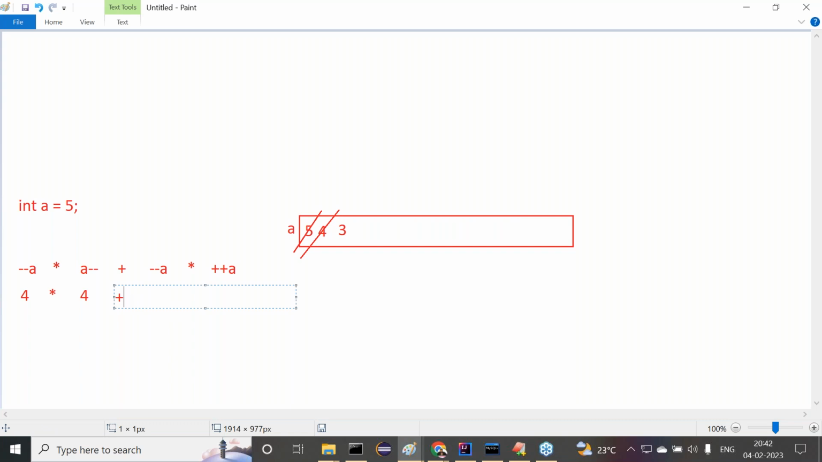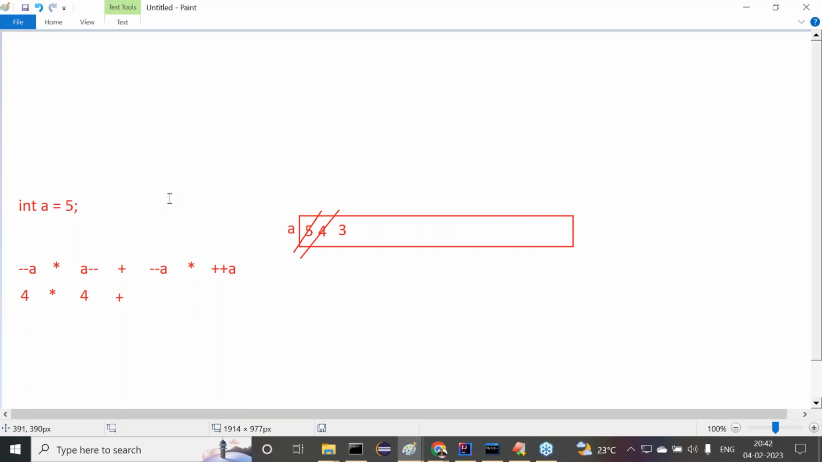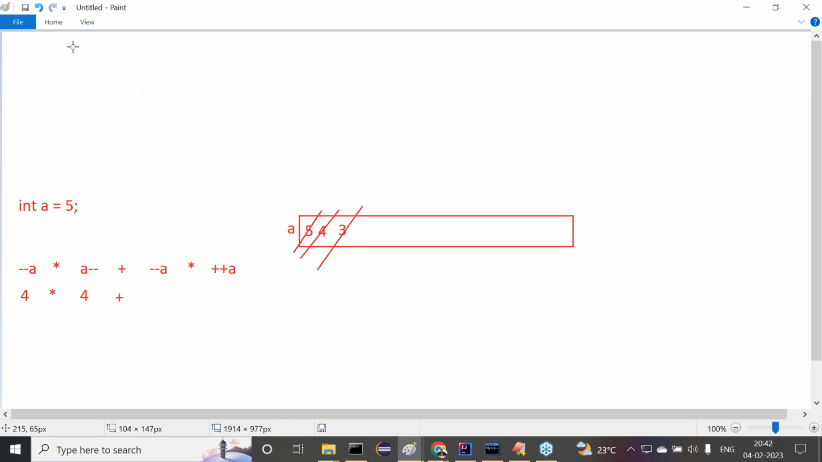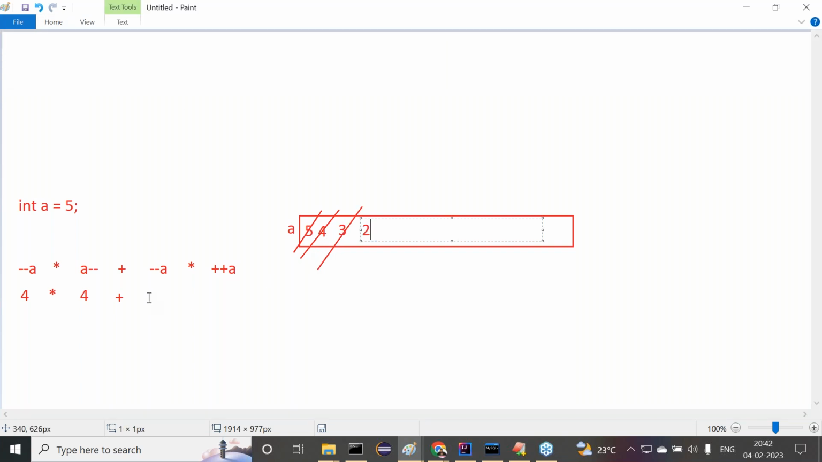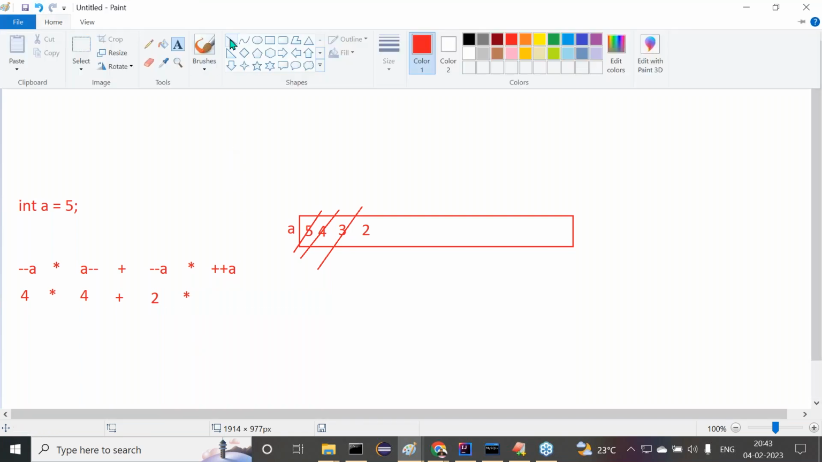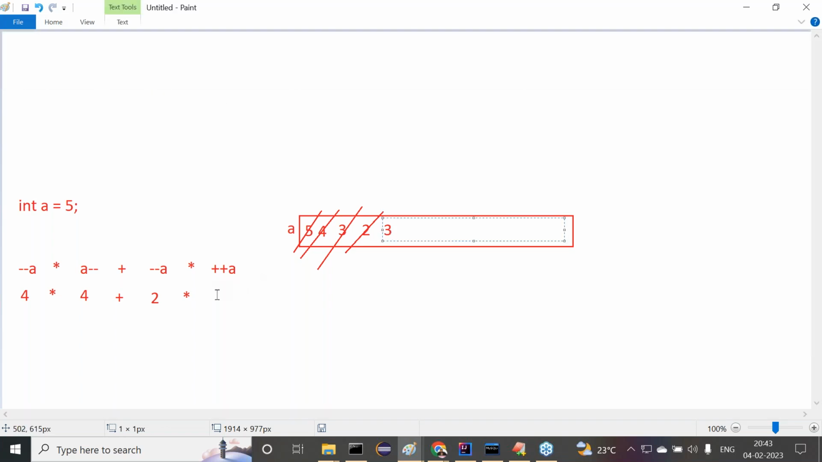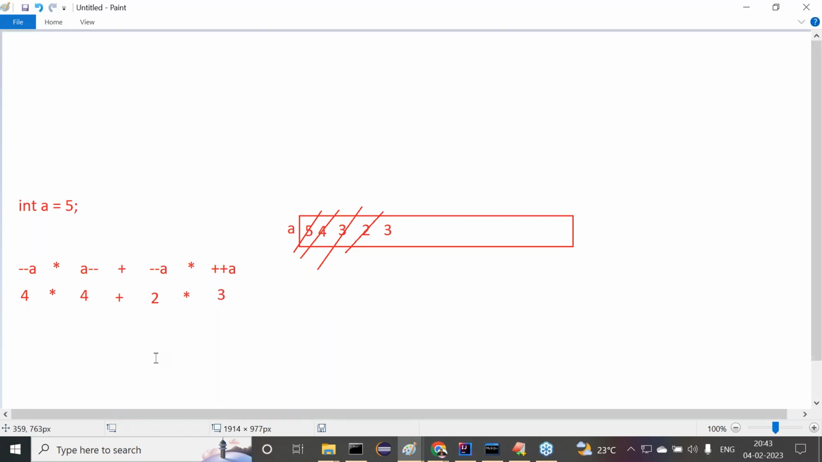Next one is plus minus minus a. This is a pre-decrement. The a value will be decremented by 1. 3 is decremented by 1. What value are we getting here? 2. So 2 will participate in the expression. Then after that, star plus plus a. This is a pre-increment. Now the 2 value is incremented by 1. 2 is incremented by 1. So what value are we getting here? 3. That 3 value will participate in the expression.